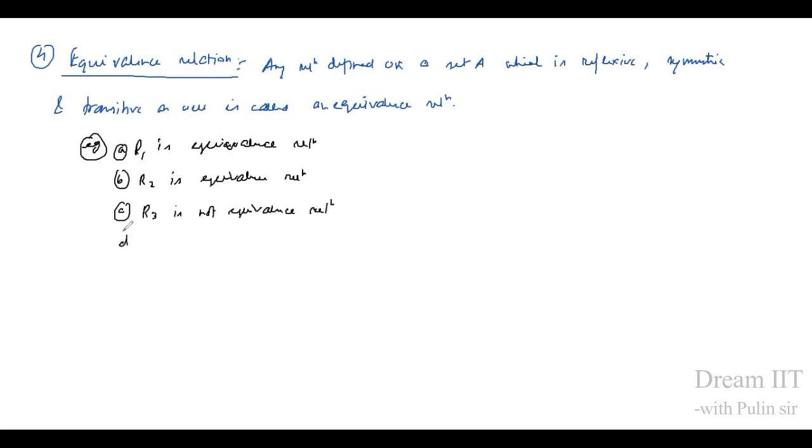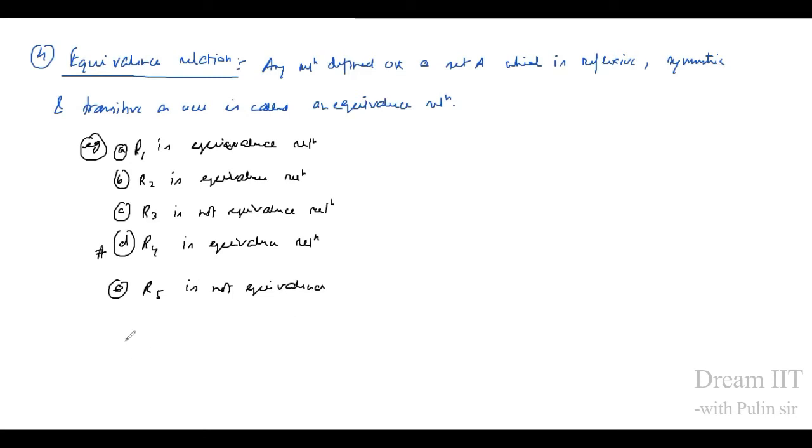D, R4, it is a good equivalence relation. Again, I am marking it. R4 is an equivalence relation. Right? It was about the congruence modulo. Then this is E. R5 is not an equivalence relation. Why? Because it is not reflexive and it is not transitive. It is only symmetric. Of course, I need not discuss this separately.